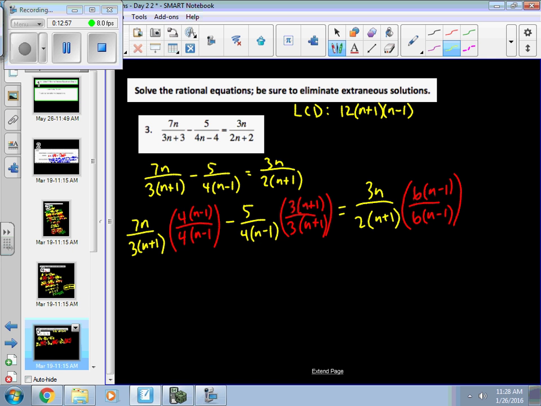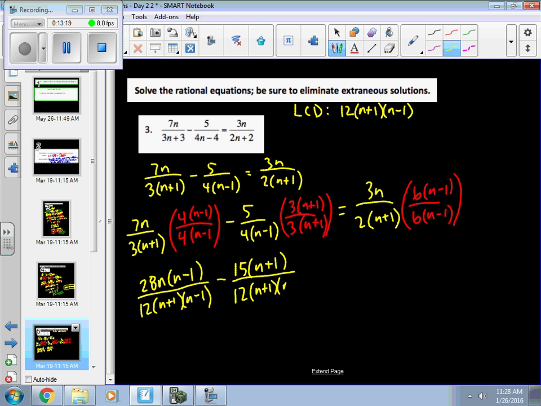So now if we do all this multiplying, we should get a common denominator, or least common denominator here for all of them. So on top here in the numerator, 7n times 4, that's going to be 28n times n minus 1. And we should have our common denominator here. On the second one, if we multiply here, 5 times 3, that's 15 times n plus 1, all over 12 times n plus 1, n minus 1 equals. In the numerator here, we got 18n times n minus 1, all over, again, our common denominator. So now that we have all these denominators the same, if we were to multiply, they would all cancel out.